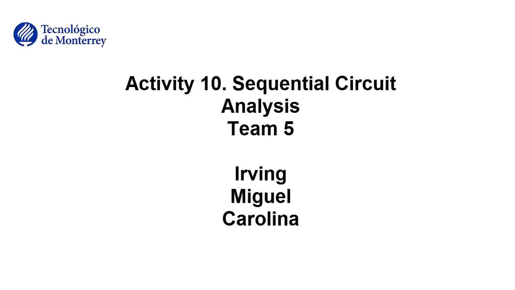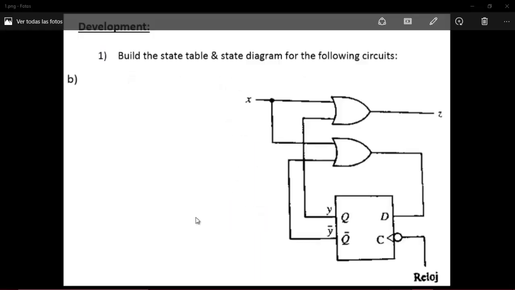Hi, this is activity number 8, sequential circuits analysis. We are team number 5 and we are going to solve problem B. Development: build a state table and state diagram for the following circuits.